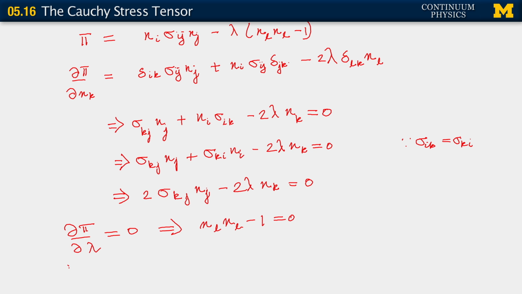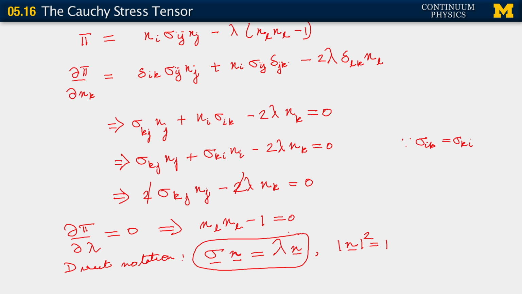Now, in direct notation, of course, we can get rid of the 2's here. If you rewrite the second last equation on this slide in direct notation, you see that what we have is sigma n equals lambda n. And the other condition is that n squared equals 1, or the magnitude of n equals 1. Do you recognize that condition? That is our statement of a standard eigenvalue problem on the stress.